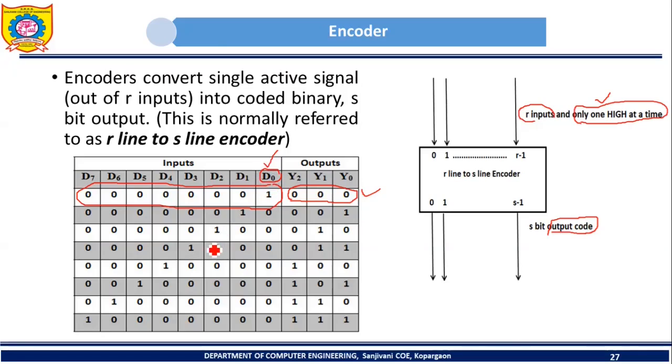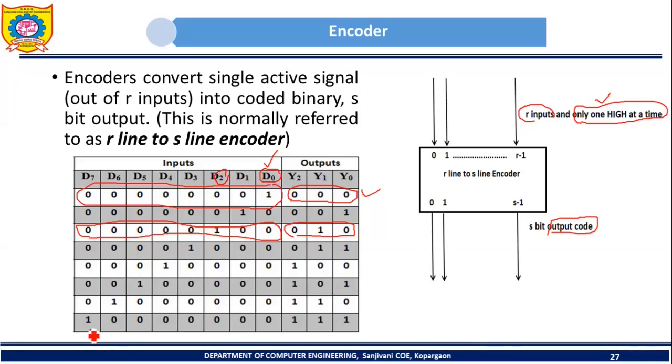This output 0 0 0 indicates that D0 is active. Now let's consider this particular row. In this row, which input line is active? D2 is active. So what will be the output of the encoder here? The output will be a binary code which corresponds to the decimal number 2. What is the binary representation of 2? It is 0 1 0. That will be the output of this encoder.